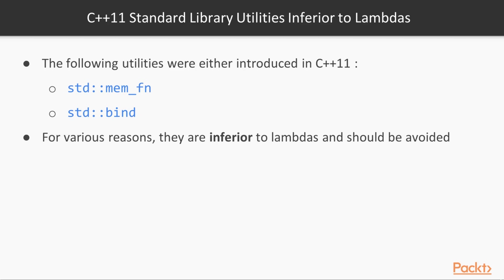your code. In C++11, some new utilities were introduced to replace the deprecated utilities that I just mentioned. std memfun, as an example, or std bind, all replace the versions of memfun or bind first, bind second that I've shown you before. Weirdly enough, for various reasons, even though they were introduced in C++11, they're actually inferior to lambdas and they should be avoided.